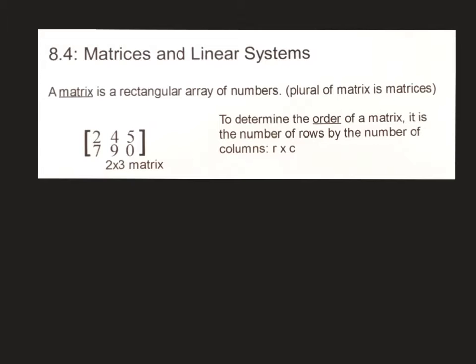A matrix is just a rectangular array of numbers. Matrices is the plural of matrix. So if you're talking about one, it's matrix. If you're talking about more than one, it's matrices.